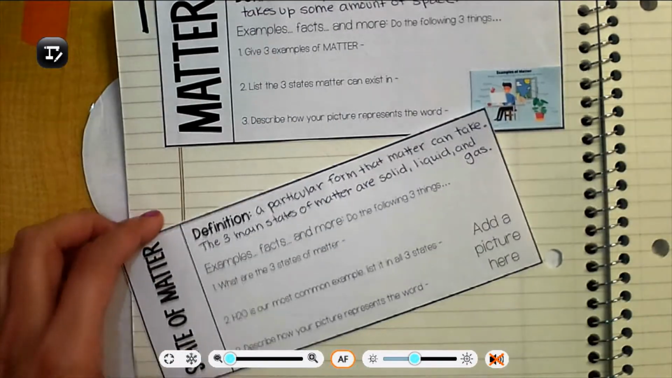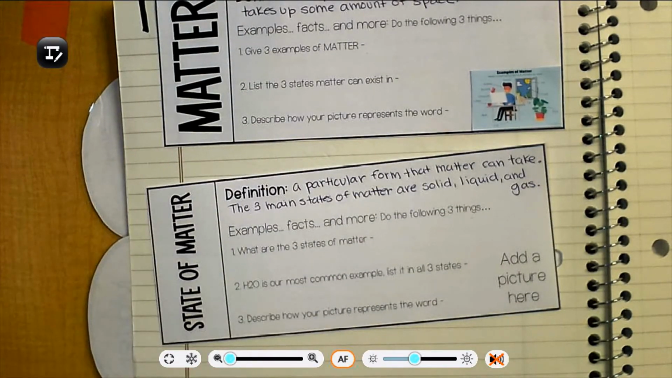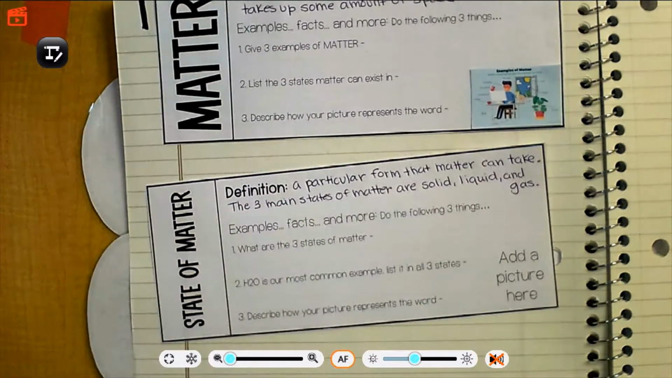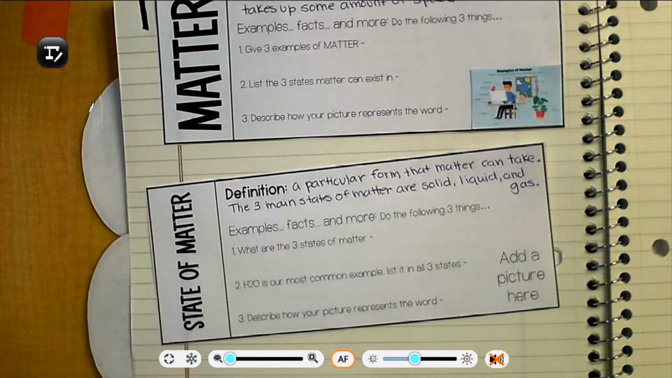So I did have a student ask me the other day, isn't plasma a state of matter? There are other ones that scientists have started to find, but these are the 3 main states of matter, the important ones that we're going to focus on. Okay, so what are the 3 states of matter? I literally just told you in the definition.